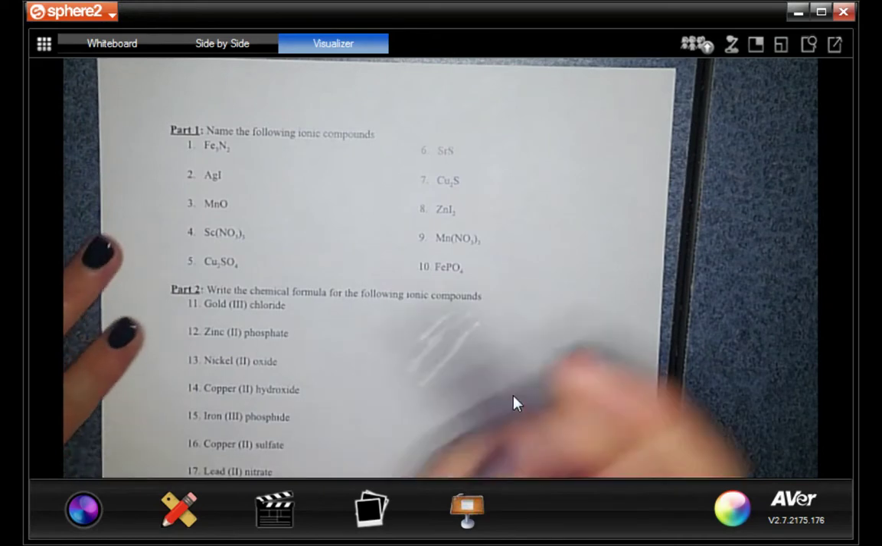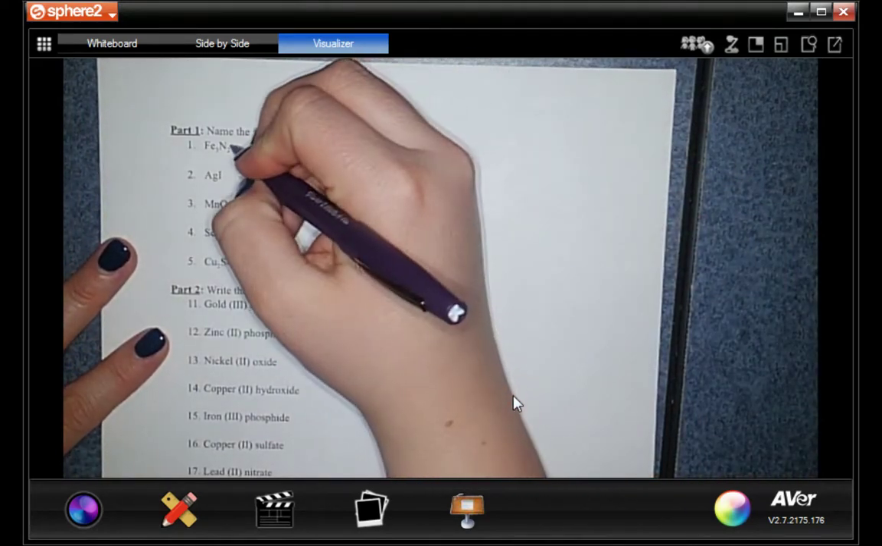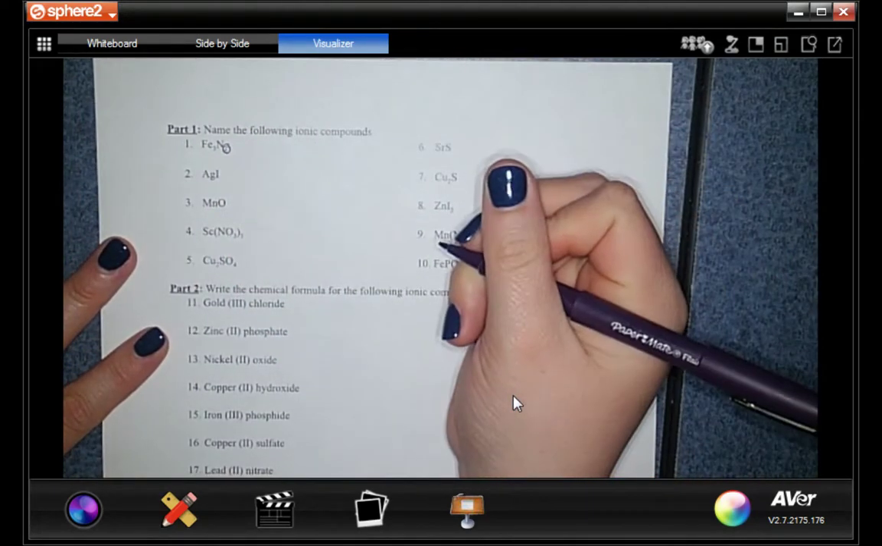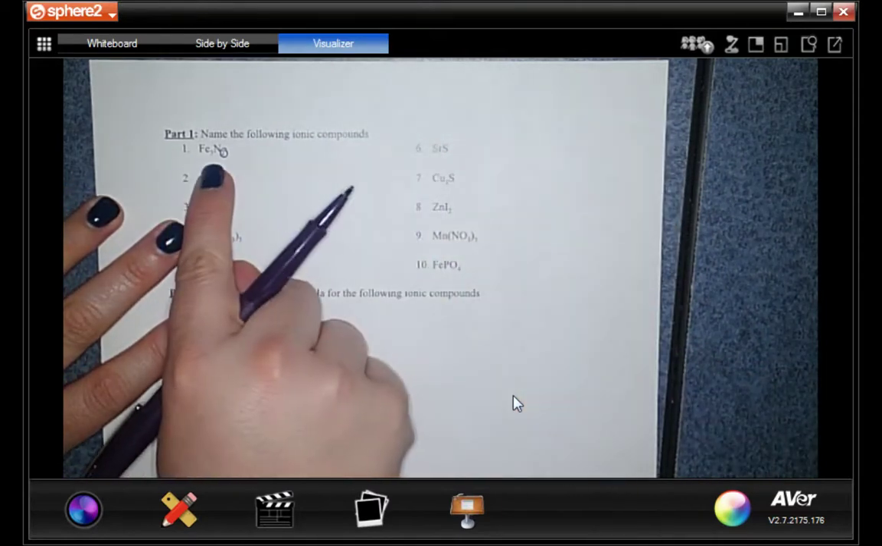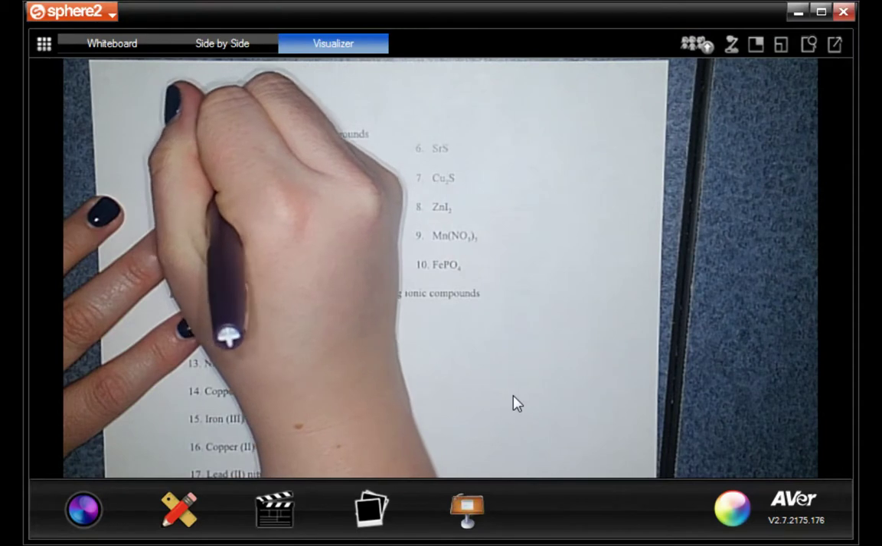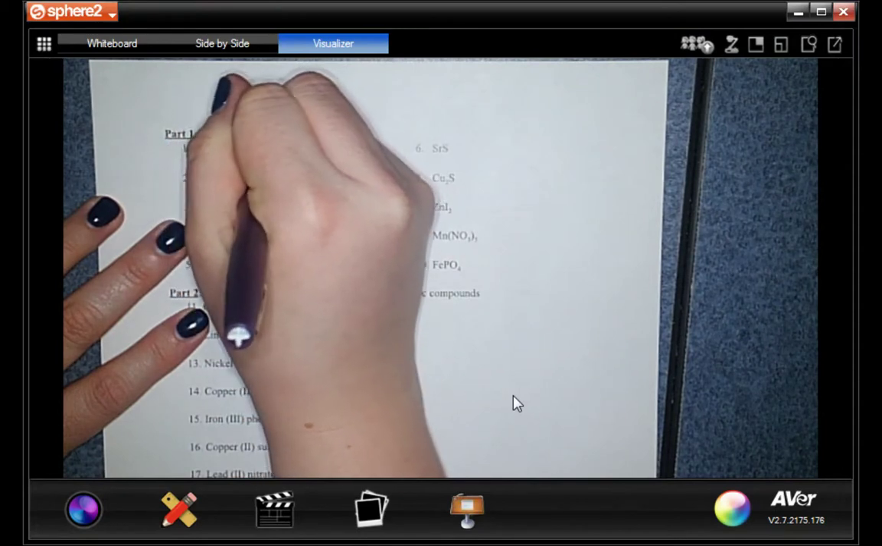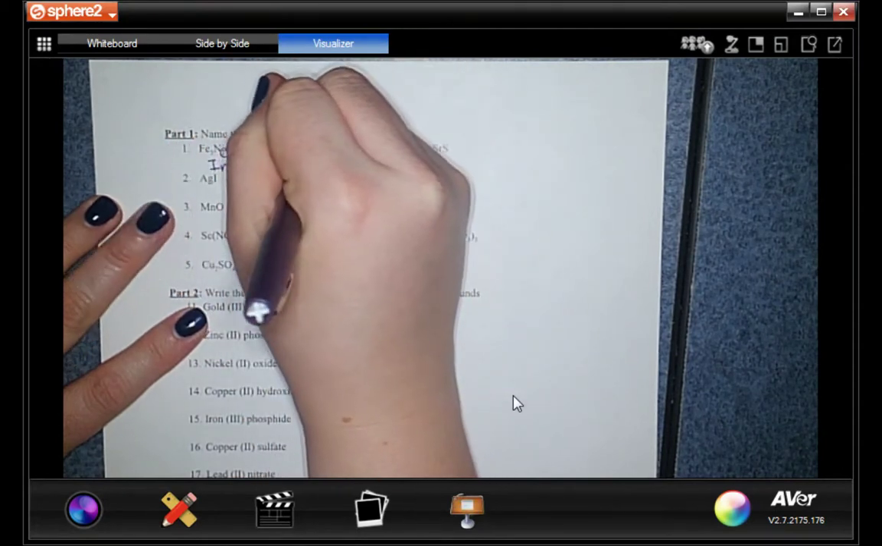So for this, the easiest way to look at this is to look at the subscript that's on the non-metal, since we know the metal is the one that's a transition metal. So this is going to be iron 2 nitride.